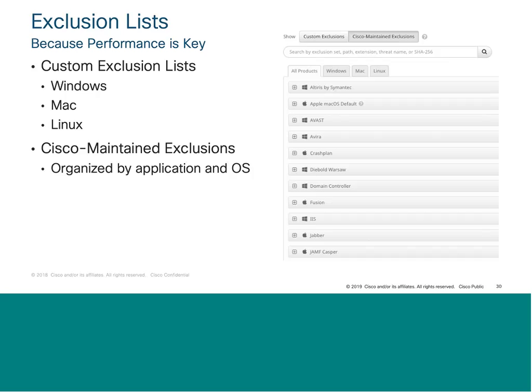Now, we have custom exclusion lists that you can create for Windows, Mac, and Linux. I do not know of exclusion lists for Android, and we will probably not see exclusion lists for Clarity for iOS because we cannot take action on iOS file systems. We can monitor those file systems, but we cannot take action on them.